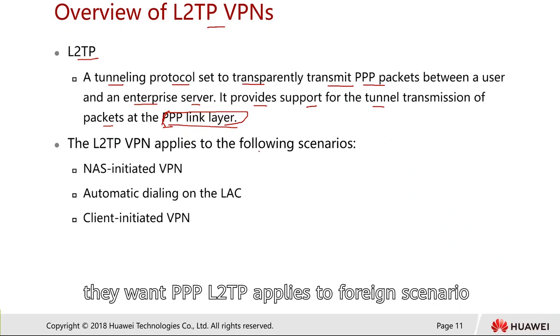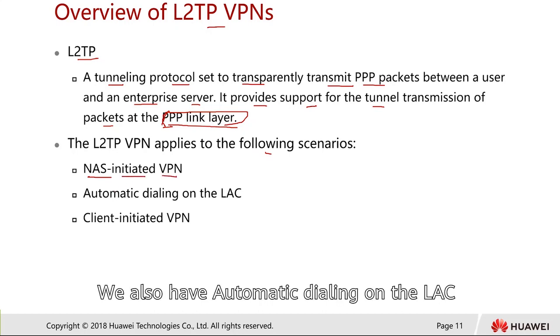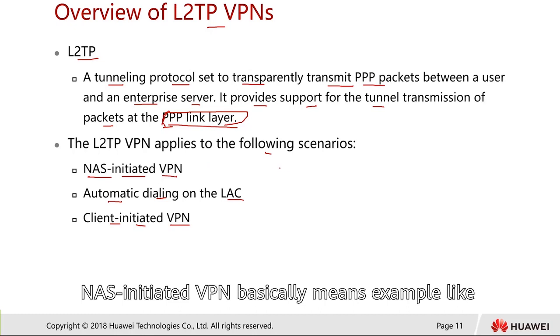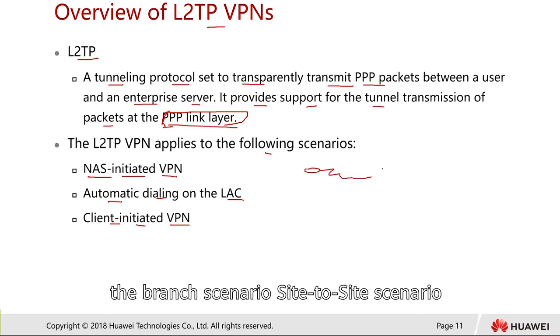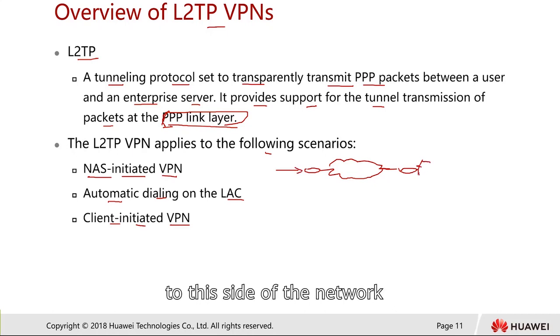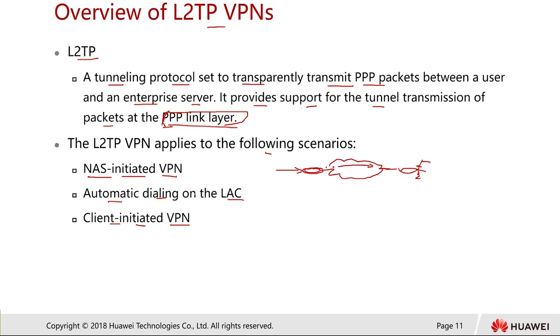L2TP VPN applies to three scenarios. We have the NAS-initiated VPN, we also have automatic dialing on the LAC, and also client-initiated VPN. NAS-initiated VPN basically means, for example, the branch scenario, the site-to-site scenario. If anything wants to send traffic over to this side of the network, then the NAS, this is the network access device here, will connect and form the VPN automatically.